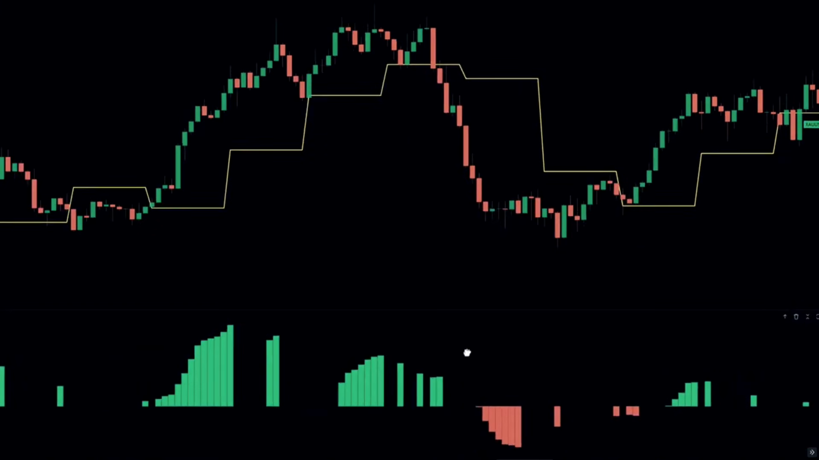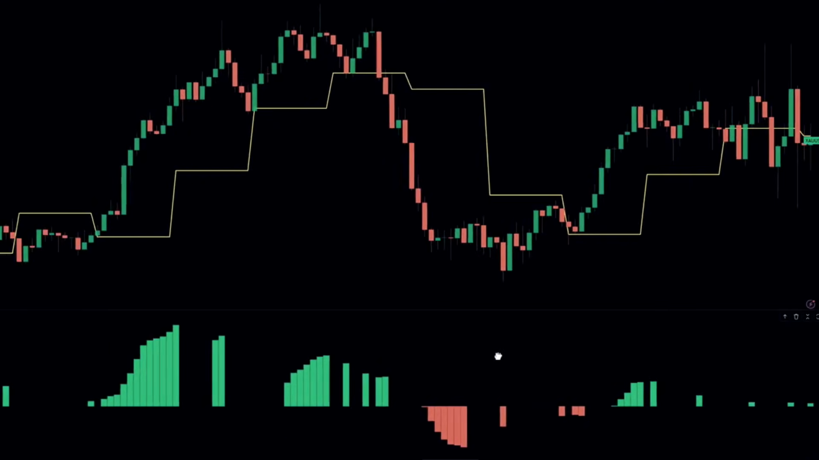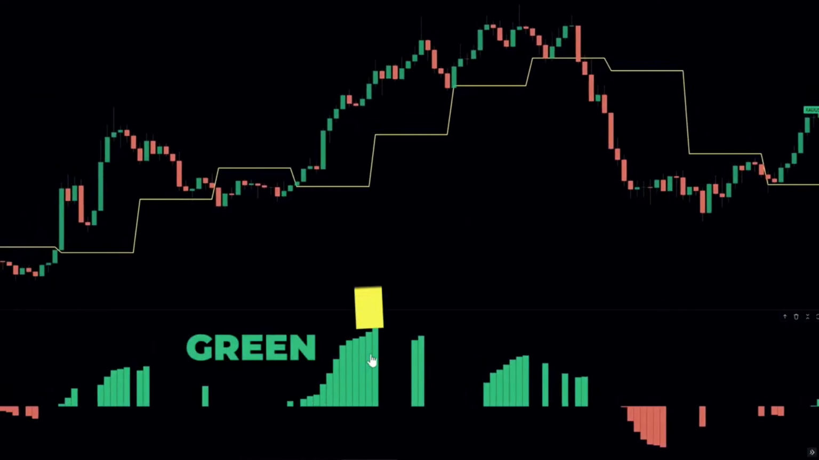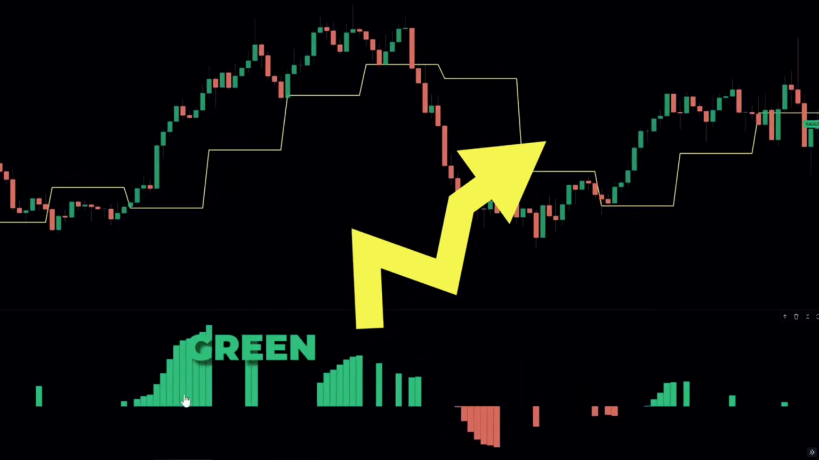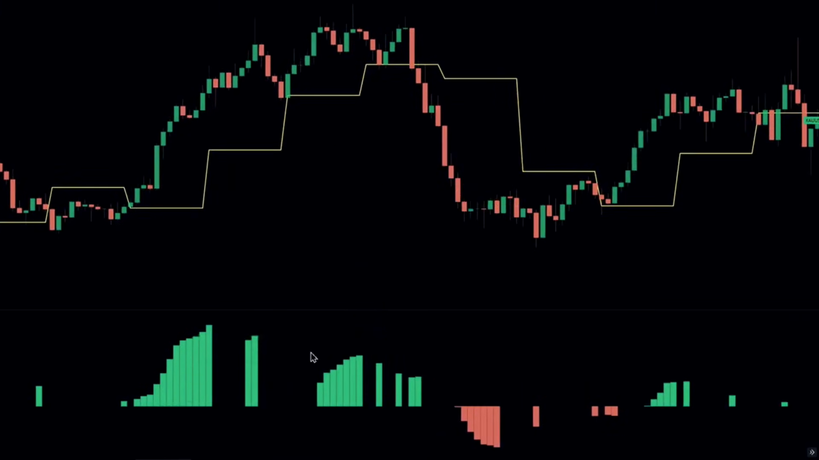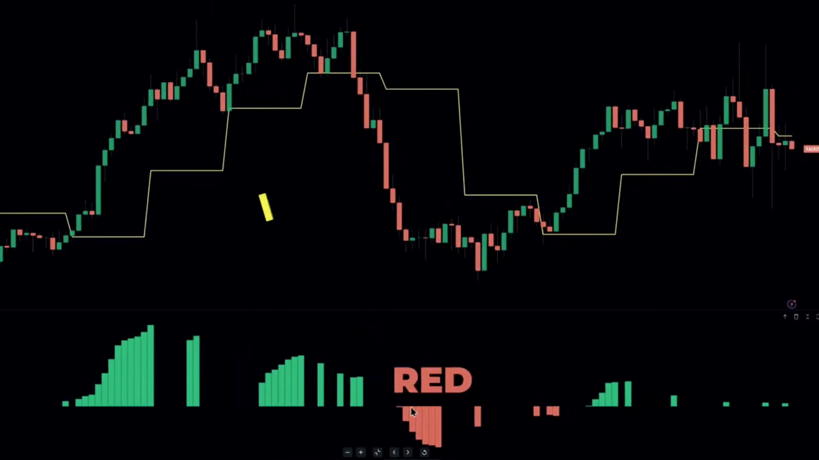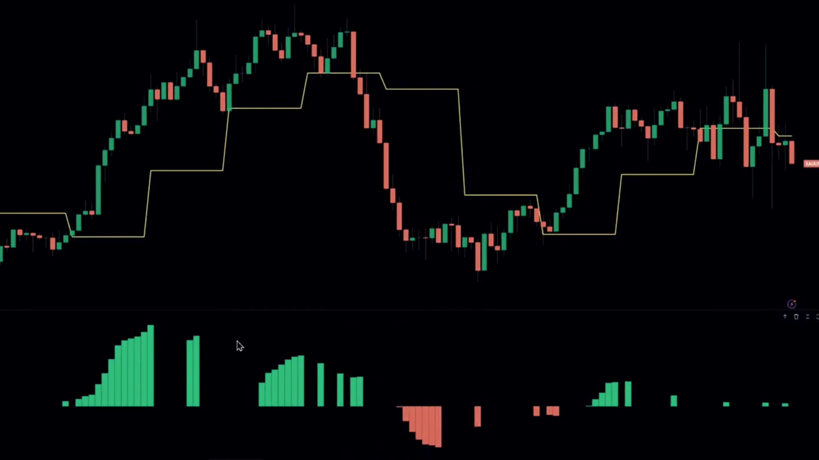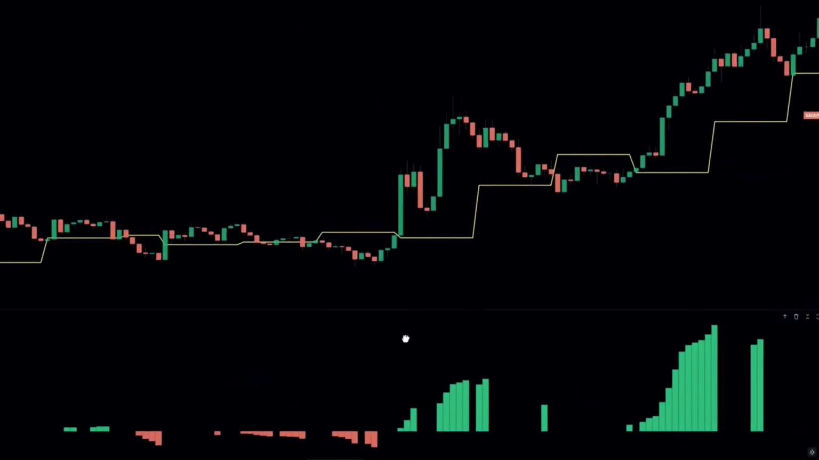This version of the MACD will help us identify market momentum. Green bars indicate bullish momentum, which we'll use to confirm long trades, while a red bar signals bearish momentum, which we'll use for short trades. Now let's go over how to enter a trade using this strategy.